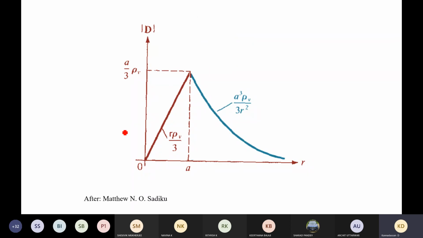So if you take a sphere of radius a, then when you start from the center and go up to the radius a, this electric field or the flux density will keep on increasing, and it will reach the maximum value of a by 3 rho v. But just after that, this charge density stops. Therefore, the electric flux tends to decay in terms of r square. So this is an interesting problem.